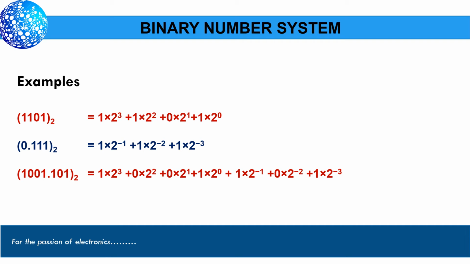Now if we see the first example 1101, in the ones place we have 1, so we multiply it by 2 raised to the power 0 to get its place value. In the tens place we have 0, so we multiply it by 2 raised to the power 1, and then subsequently we have 1 which is multiplied by 2 raised to the power 2, and in the thousands place we have 1 which is then multiplied by 2 raised to the power 3. The other two examples are solved in a similar manner.